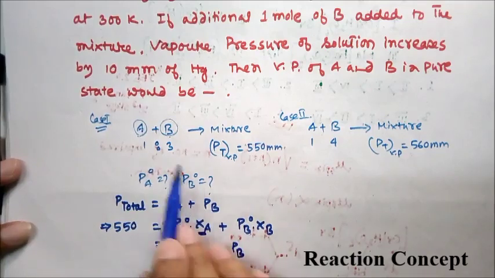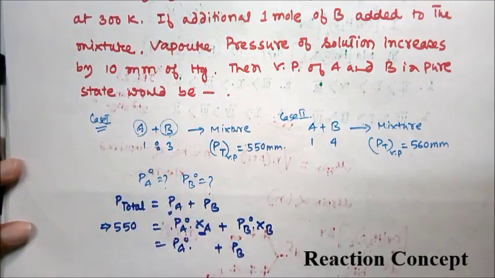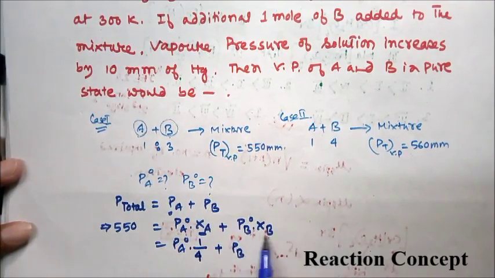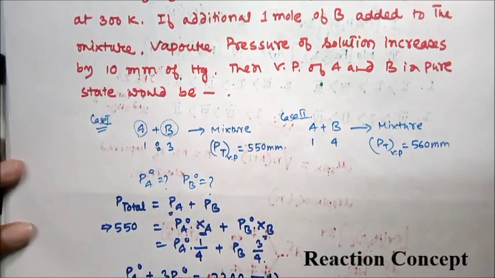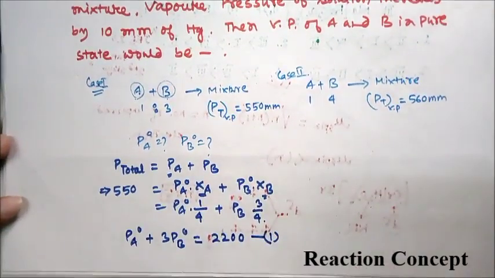So we don't know these two values, PA naught and PB naught. You see, first in this case it is mixed in 1:3 ratio, so mole fraction of A would be 1/4, whereas mole fraction of B would be 3/4. Okay, if we solve this equation, we will get a linear equation of PA naught and PB naught. This would be PA naught plus 3PB naught equals 2200. Number it as equation number 1.